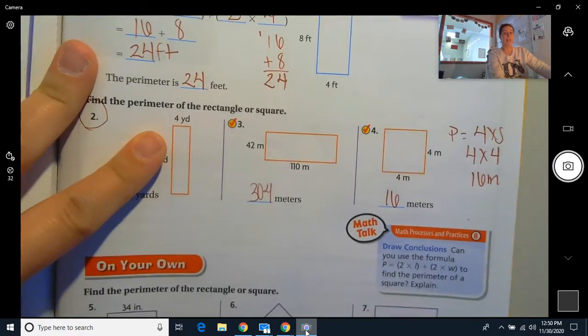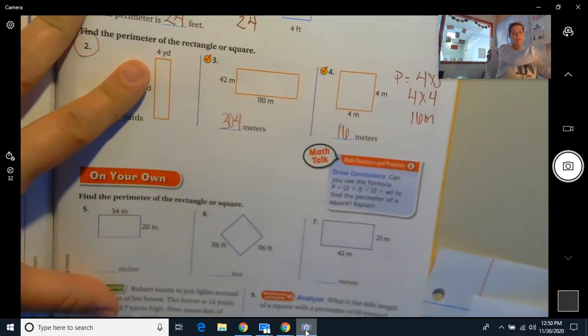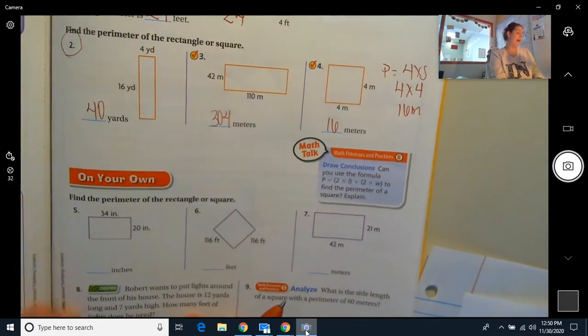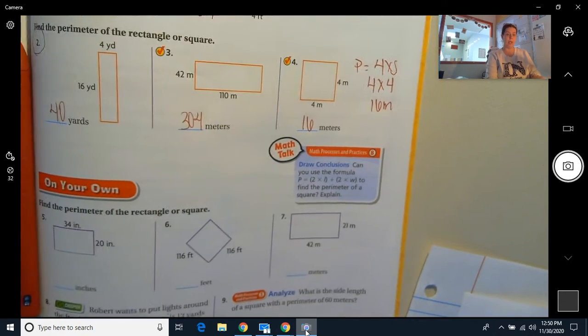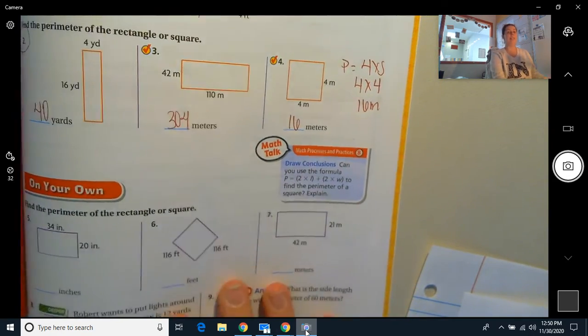Now, I would like for you to do 5 through 7. You go ahead and do 5 through 7. I'll give you a couple minutes and then we'll go over them together, okay? 5 through 7.